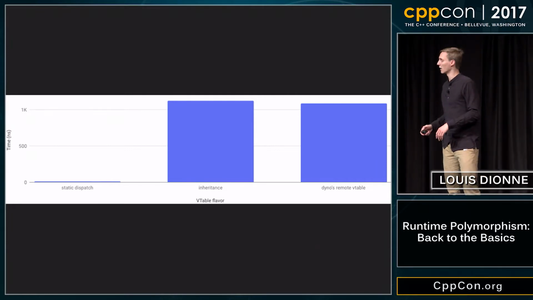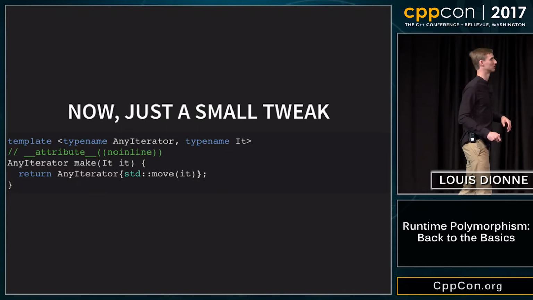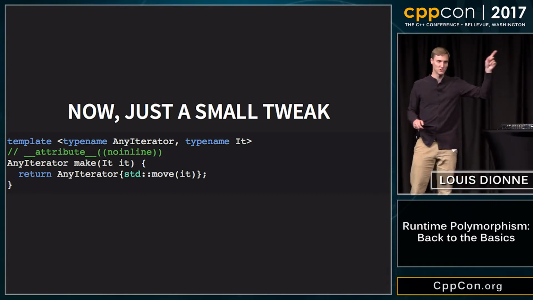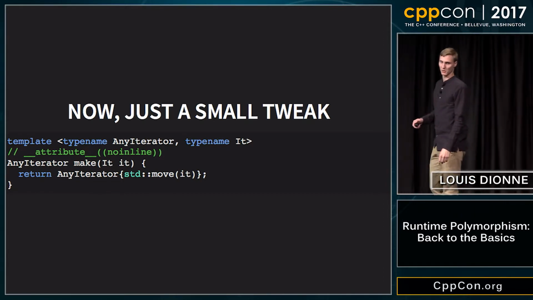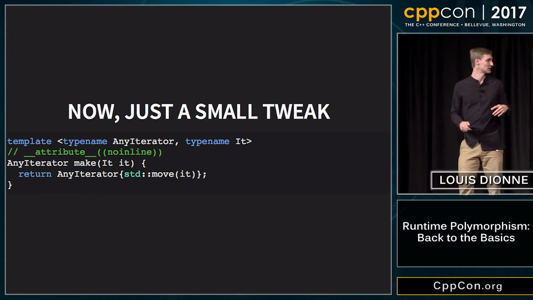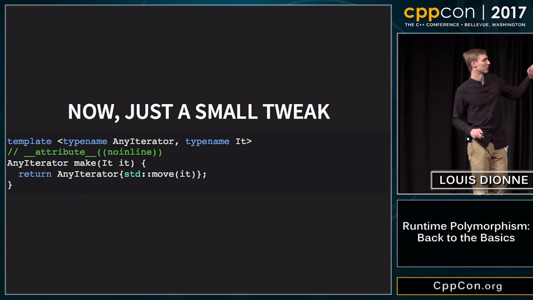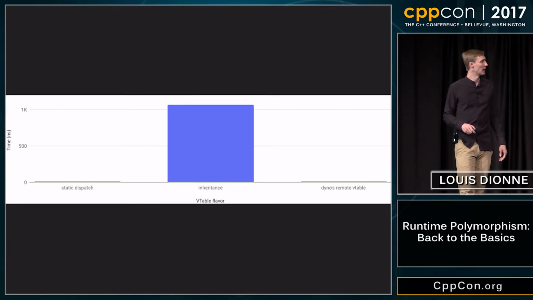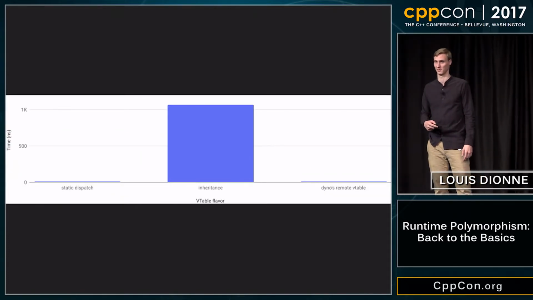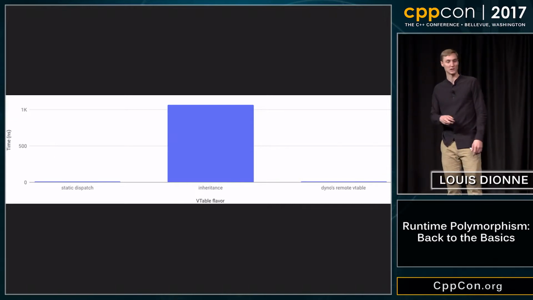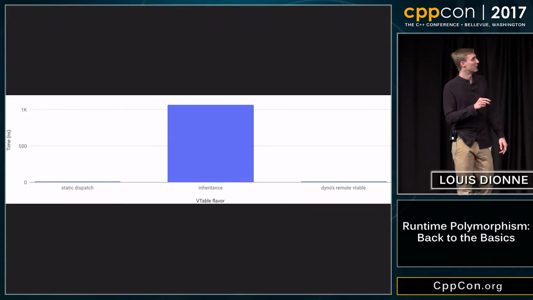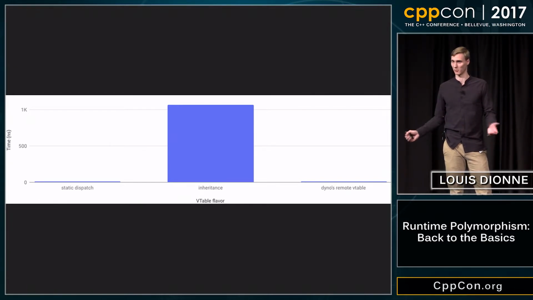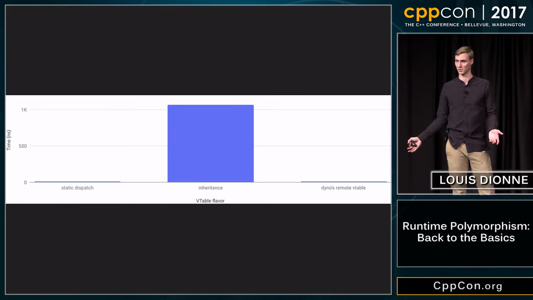Okay. And now I tried something, just a little tweak. I just removed the no inline from the function that creates the iterator. So now the compiler was able to more easily see which iterator was being created. And suddenly, I got that. Suddenly, with the Dino remote vtable, all the work was being completely elided.